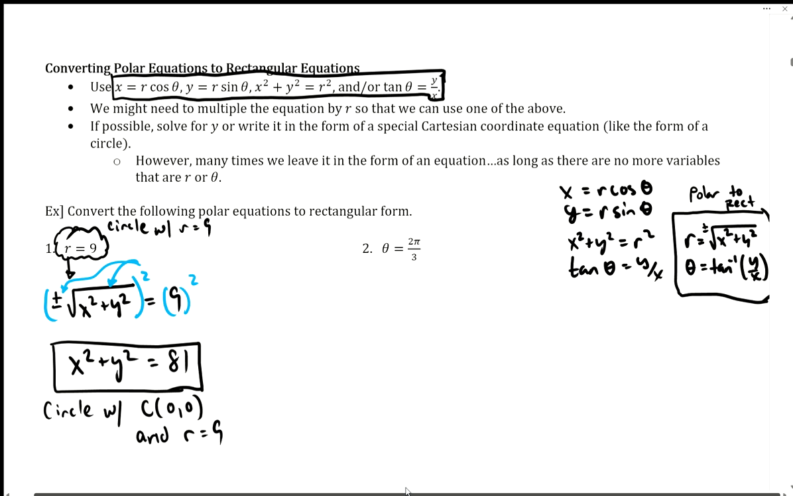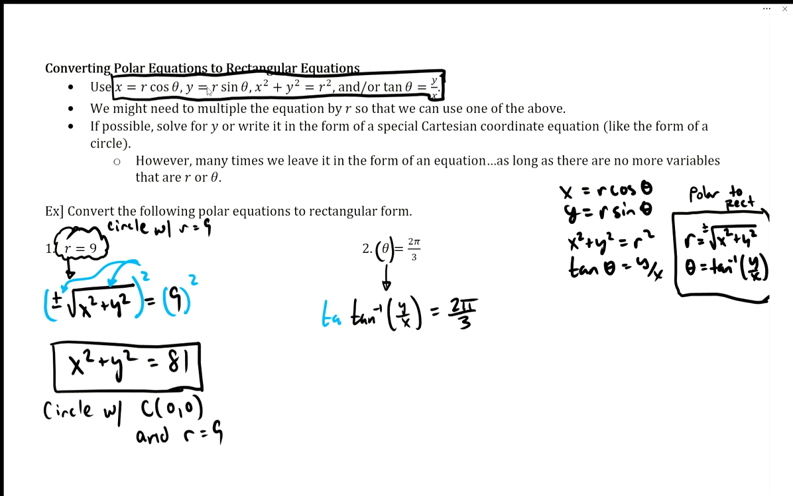Okay, number two. Number two, we have theta equals 2 pi thirds. All right, well, if I have theta equals 2 pi thirds, kind of similar to the last one, theta could just be tangent inverse of y over x, and then on the right, I have just 2 pi thirds. Okay, so again, this is where it doesn't work out maybe the best. I don't want that tangent inverse anymore, but what I can do is take tangent of both sides. So tangent and tangent inverse would cancel, and I would have y over x, and then tangent of 2 pi thirds we can do.